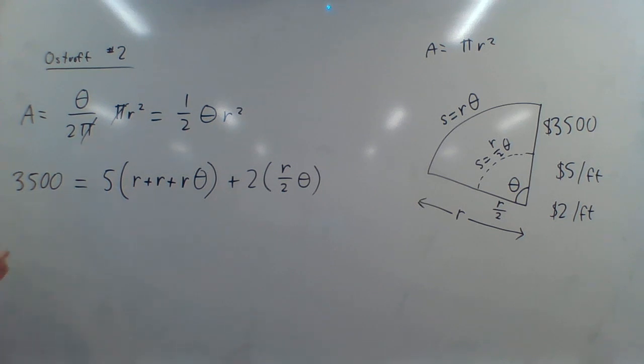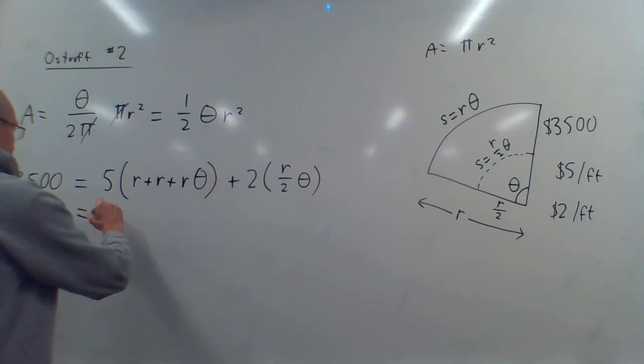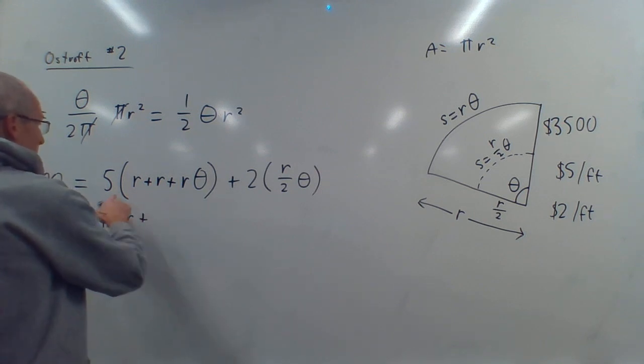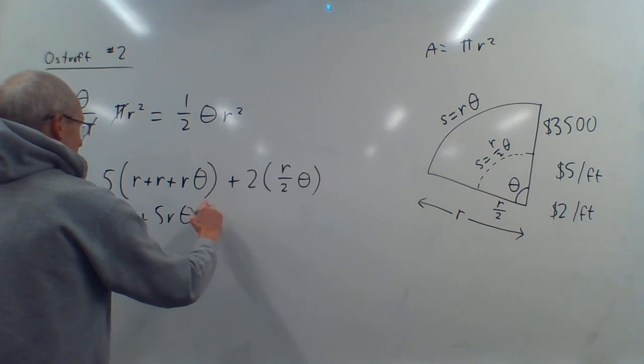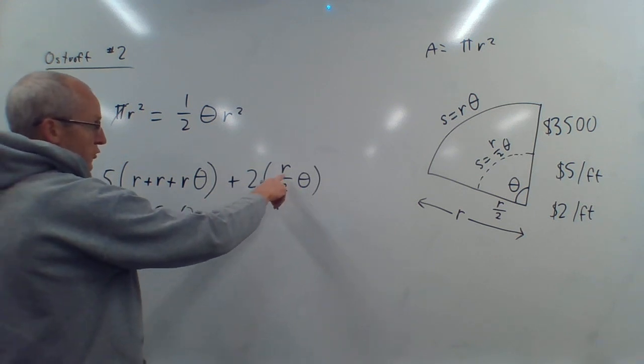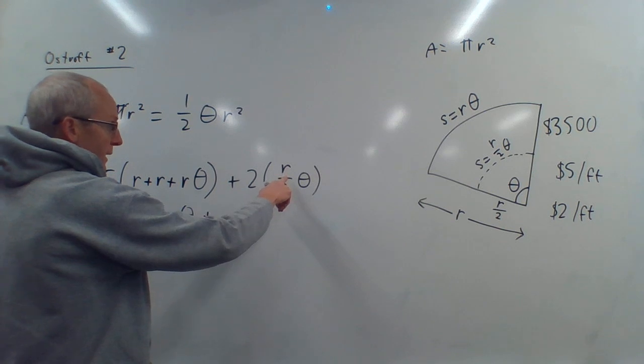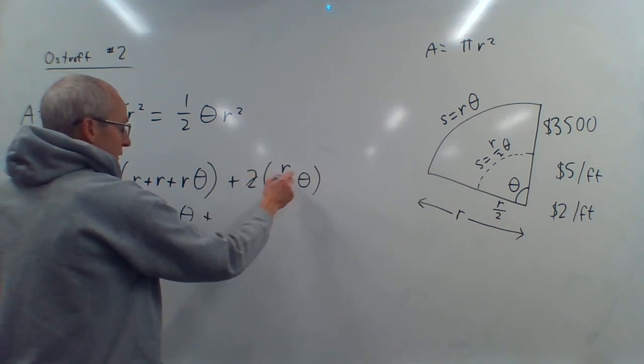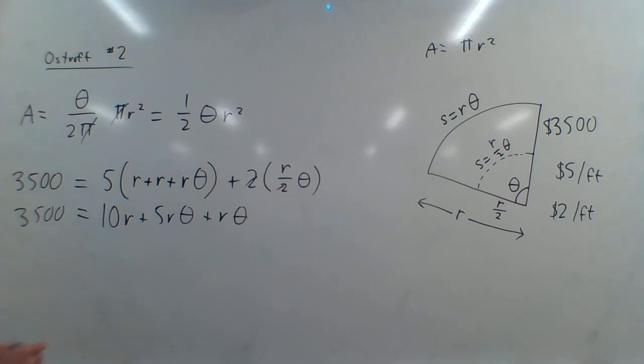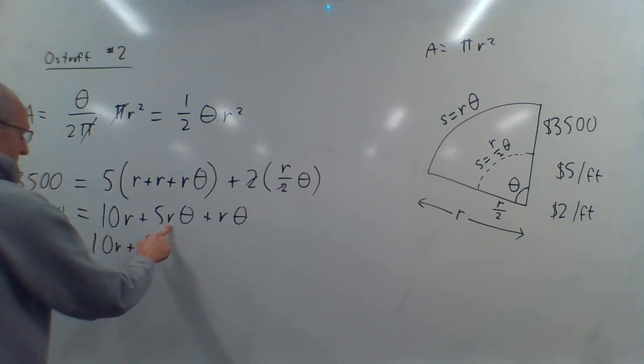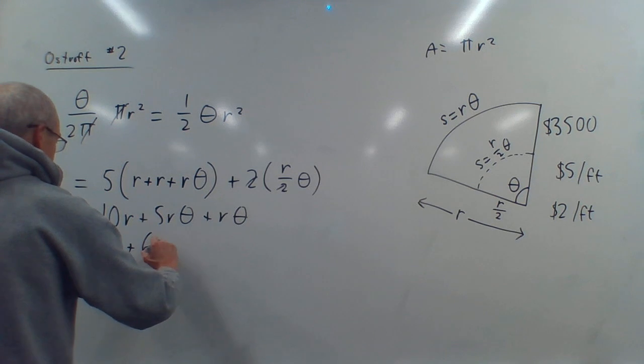Well, we can certainly simplify that. So I get 3,500 equals, let's see, this is 2r times 10, so that's 10r, plus 5r theta plus, the 2's cancel, so plus r theta. The r thetas can go together. So finally we have 3,500 equals 10r plus 5r theta plus 1r theta, which is 6r theta.